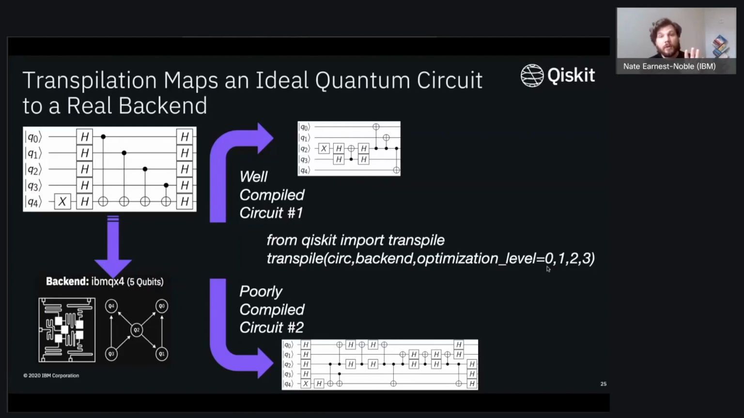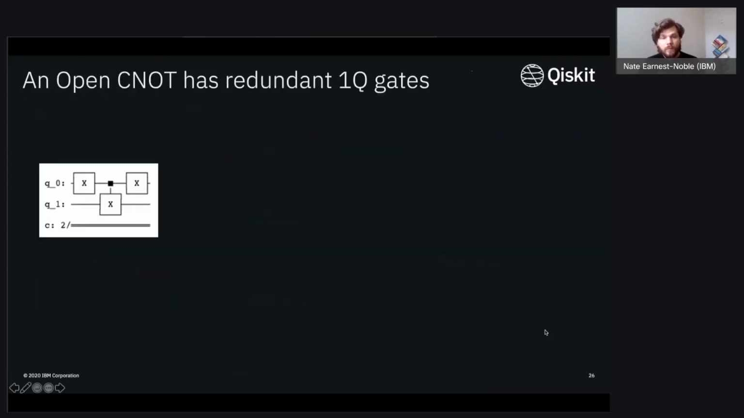Now, all of this discussion that I've had thus far is transpilation when thinking about it at the gate level. So what I now want to get into a bit is how you can think about pulse-level transpilation and how that can help lead to different benefits in terms of reducing the duration of your quantum circuit, so how long it actually takes to run all the variety of gates or to run the circuit itself. To that end, I think a nice straightforward example of how a gate-based perspective will differ from a pulse-based perspective is this idea of an open CNOT.